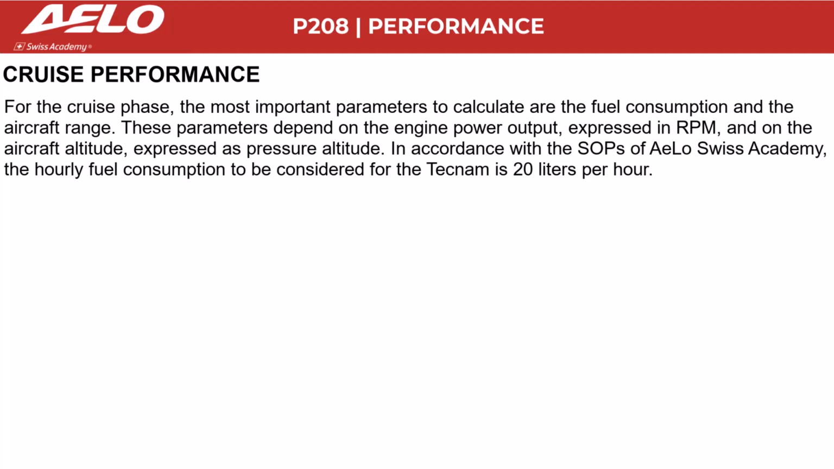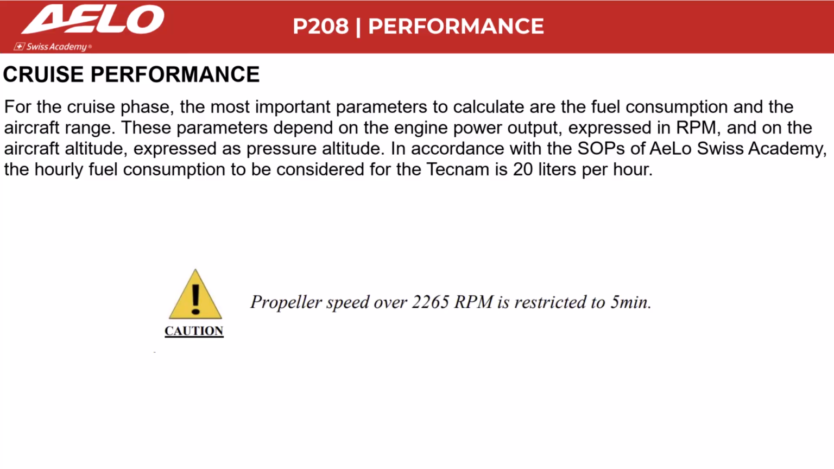Cruise performance. For the cruise phase, the most important parameters to calculate are the fuel consumption and the aircraft range. These parameters depend on the engine power output, expressed in RPM, and on the aircraft altitude, expressed as pressure altitude. In accordance with the SOPs of AeLo Swiss Academy, the hourly fuel consumption to be considered for the Tecnam is 20 litres per hour. Caution: propeller speed over 2265 RPM is restricted to 5 minutes.